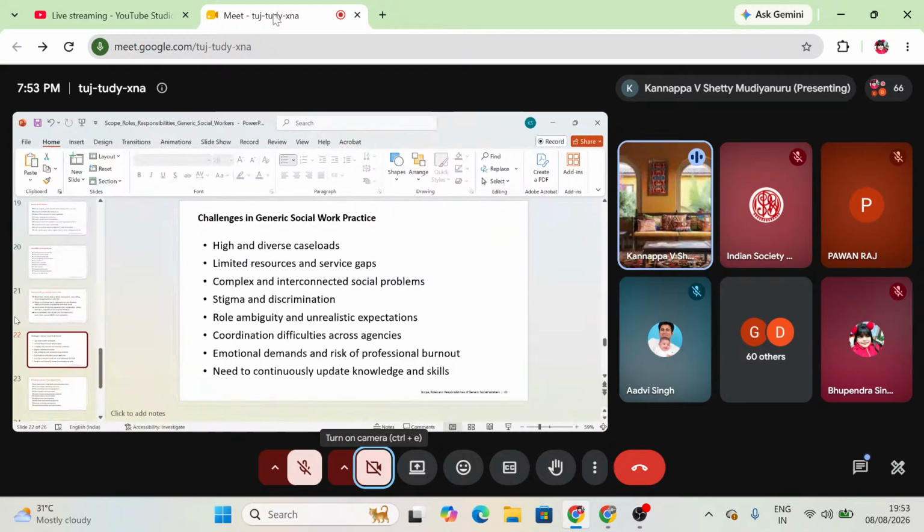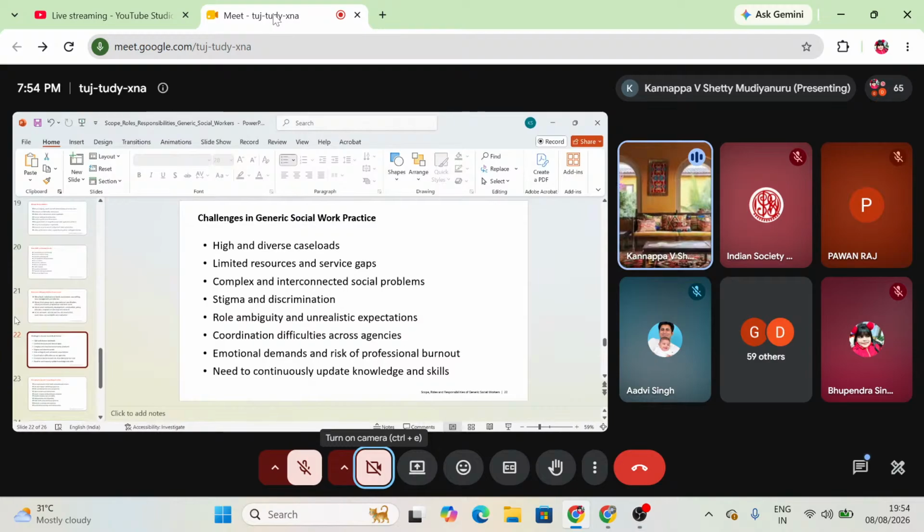And coordination difficulties across agencies. There are a lot of challenges because when you are working in a hospital or medical setting, many times we may not know the jargon of medical sciences or their higher levels of knowledge. So when you are coordinating with neurologists, psychiatrists or medical specialists, it will be difficult for generic social workers. Many social workers coming from a mother tongue background find it difficult to understand different jargon.